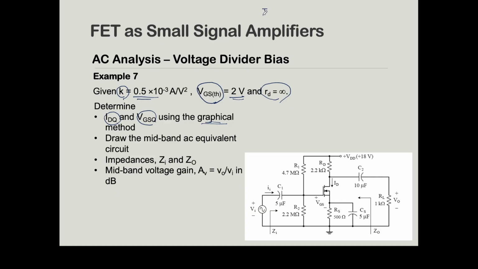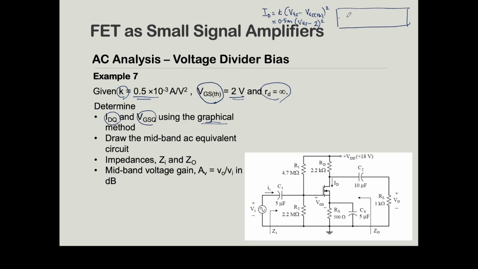Remember, the equation for your transfer curve is ID equals K times (VGS minus VGS-TH) squared. Alright, so what is K? K is given to you, which is 0.5 milli. What is VGS? We don't know, because this is the value from the graph later on. VGS-TH is 2.